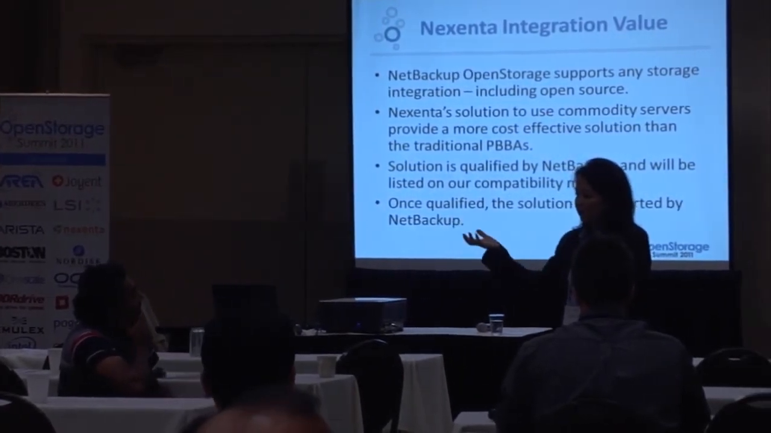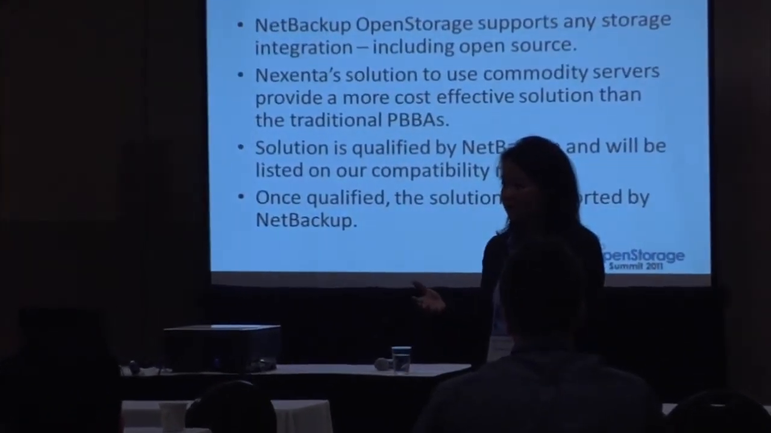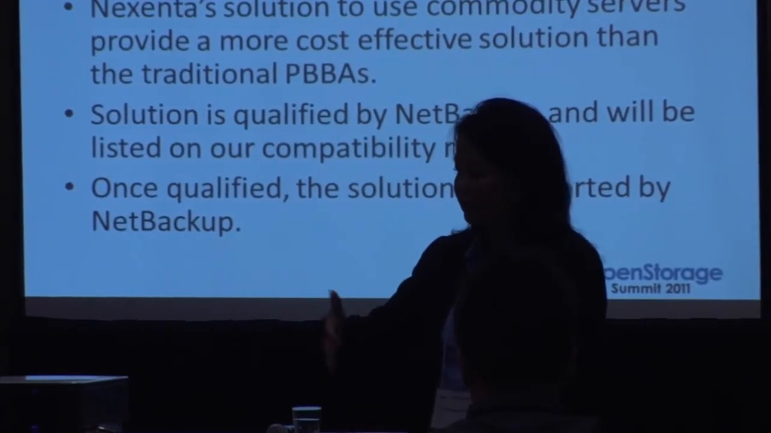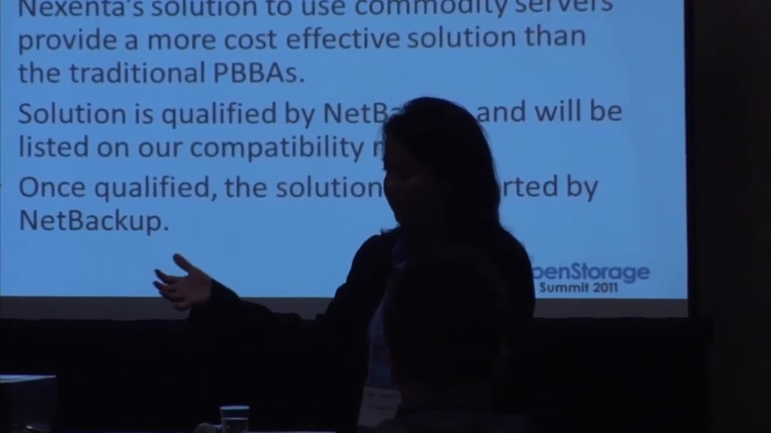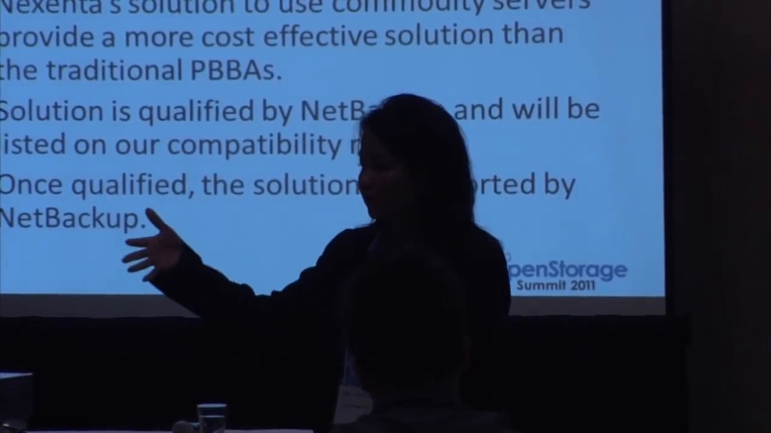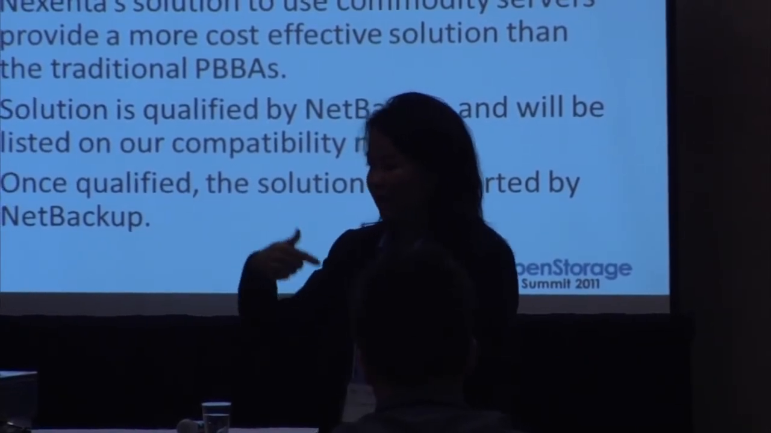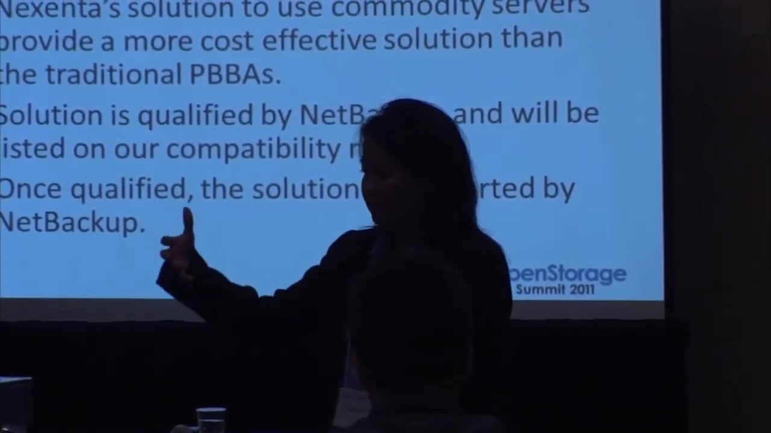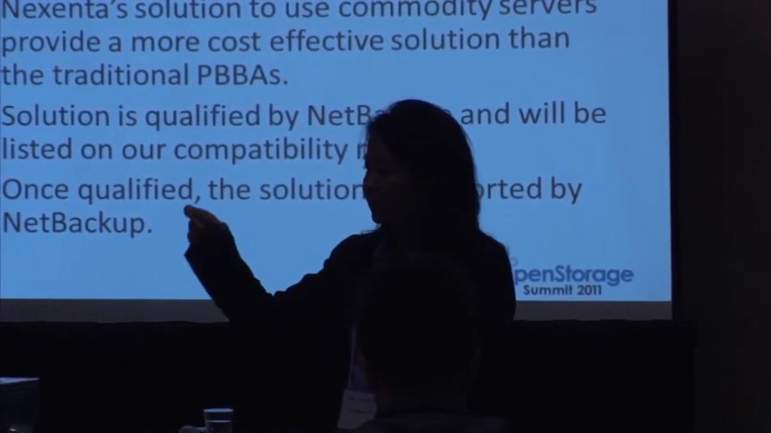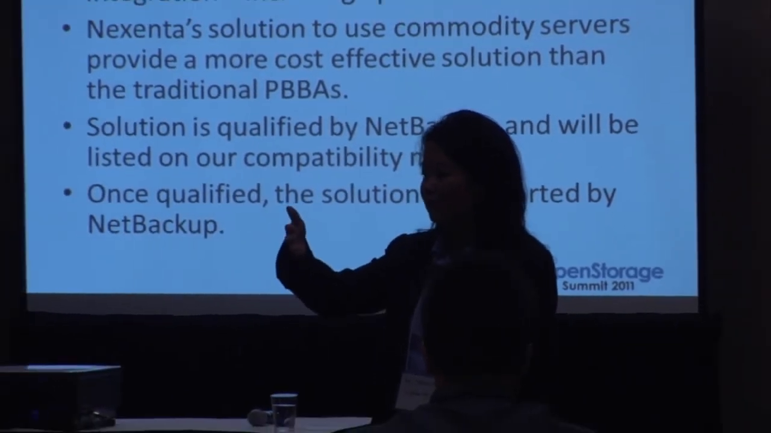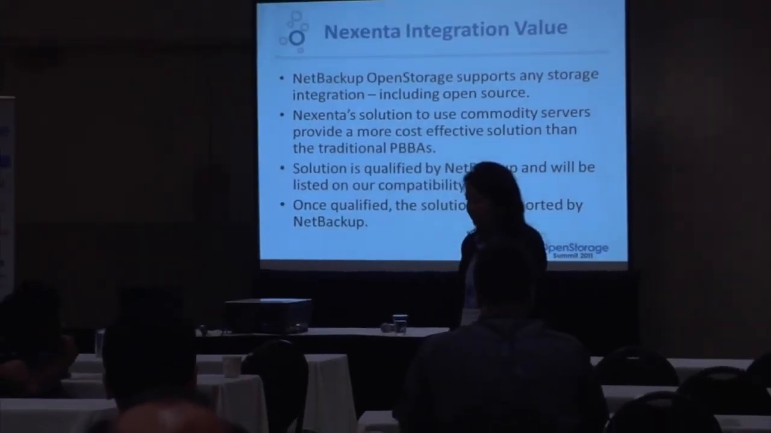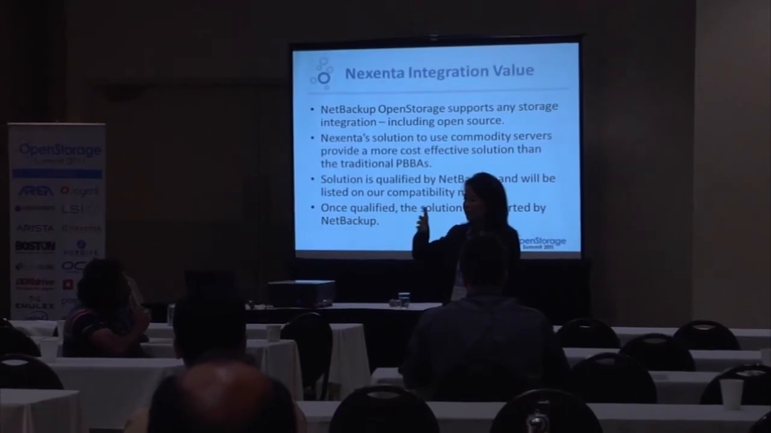Let's say you're on the current version of NetBackup 7.1 today, and when we release 7.5 next March, if you have that Nexenta plugin, it will work when you upgrade to 7.5. Now, if we release new open storage features in that release, the plugin would have to support that new feature in order for you to use that functionality. So you would have to upgrade the plugin if it's taking advantage of the new features in 7.5. But otherwise, the plugins are always backwards compatible.